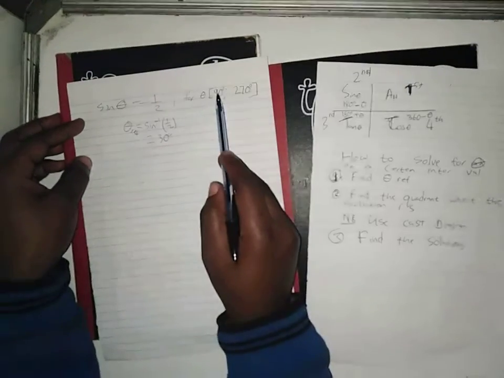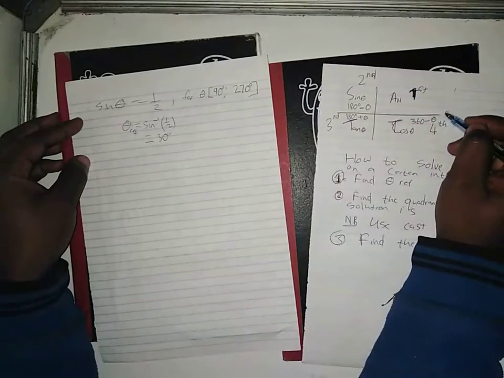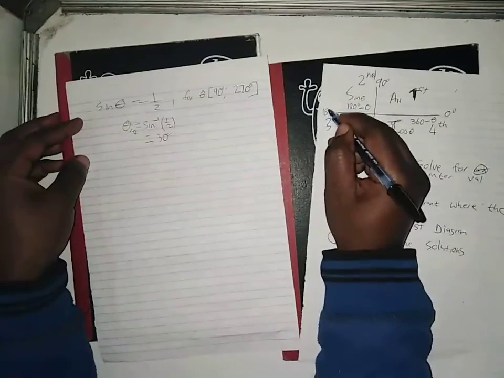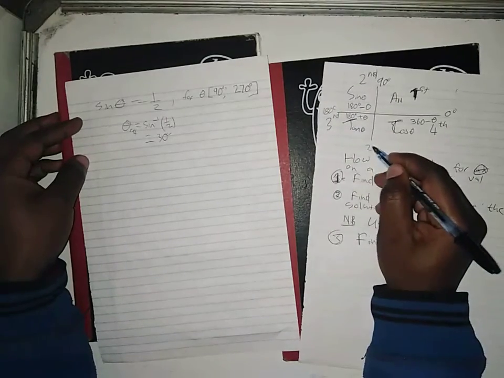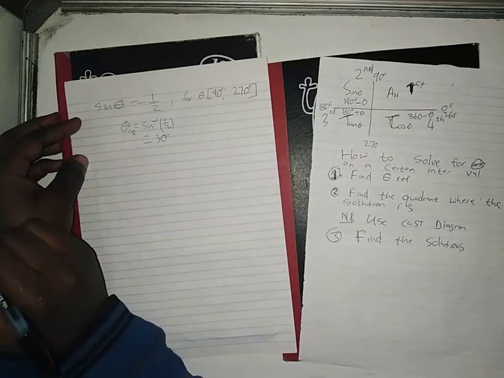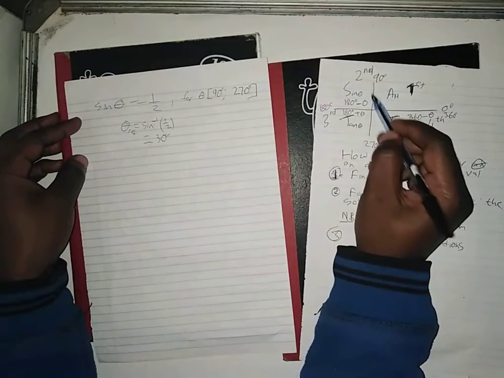Now, between 90, remember guys, this is 0 degrees, and then this is 90 degrees, this is 180 degrees, and then this is 270 degrees, and this is 360 degrees. So they want a solution between 90 and what?